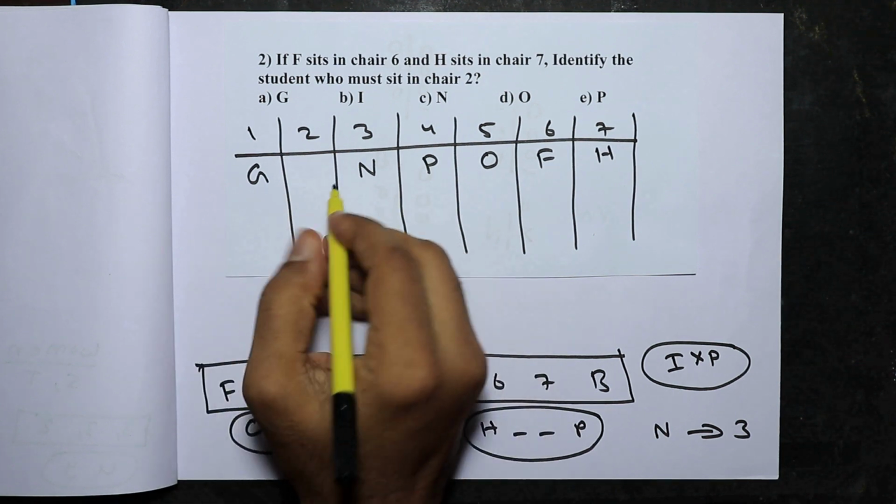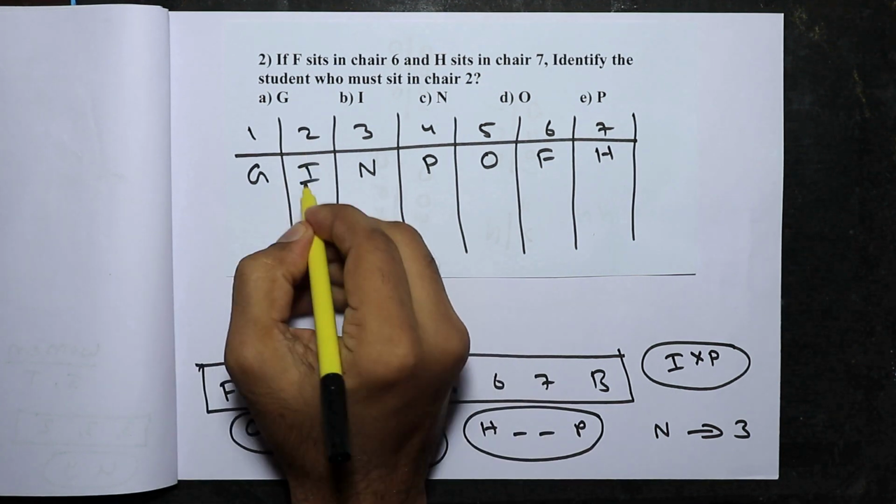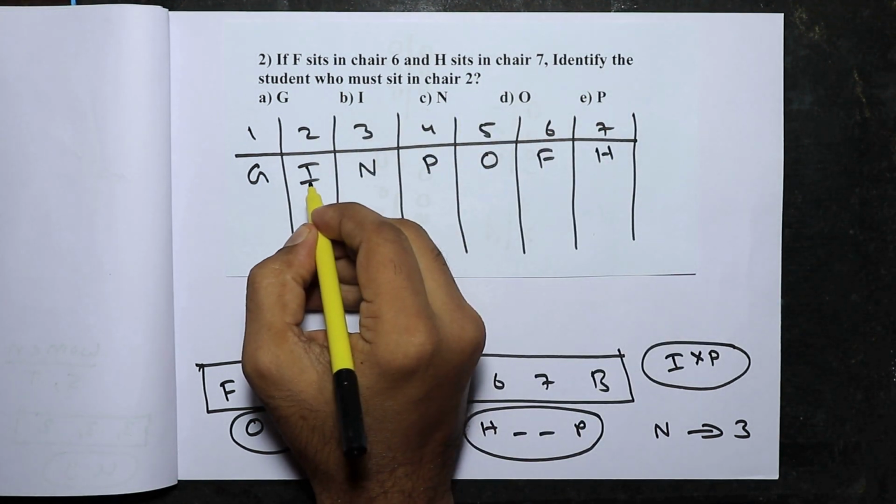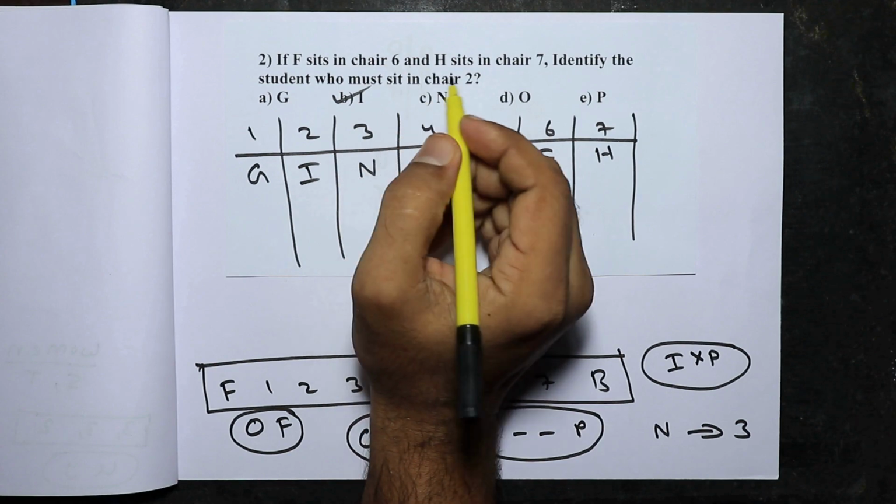Now the only student left is I. So I has to be in 2. So identify the student who must sit in chair 2. It has to be I. That is option B, I.